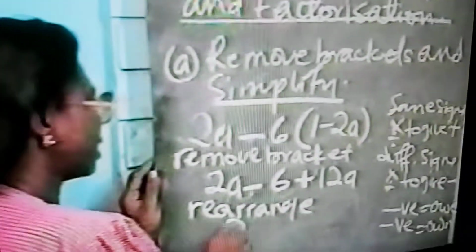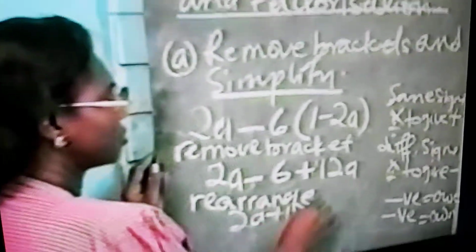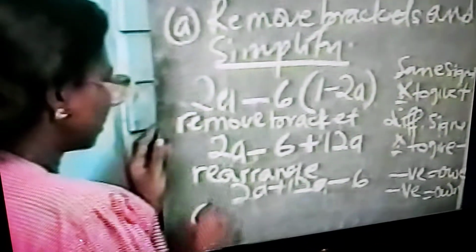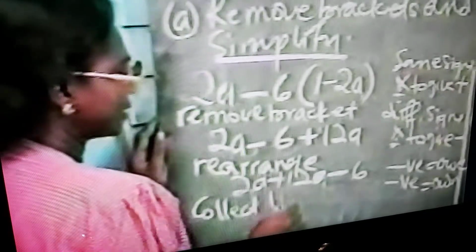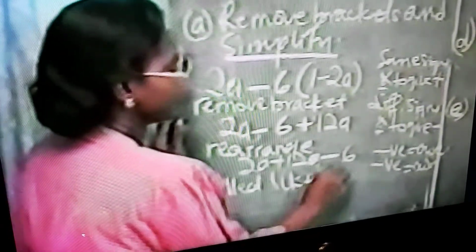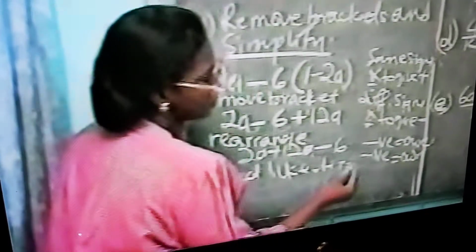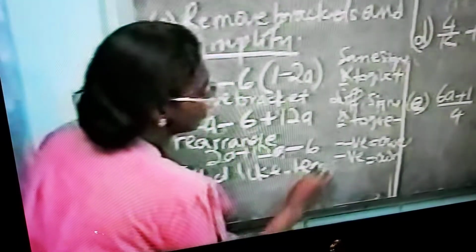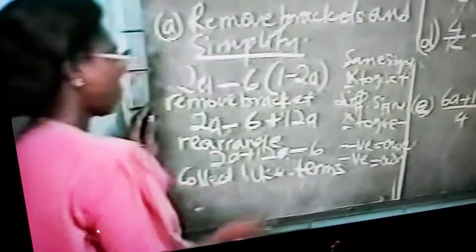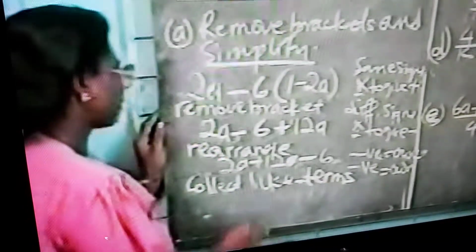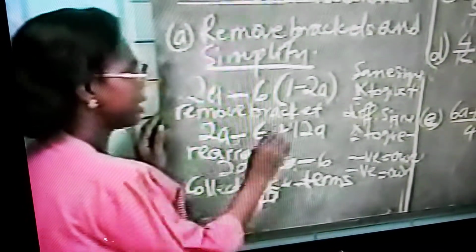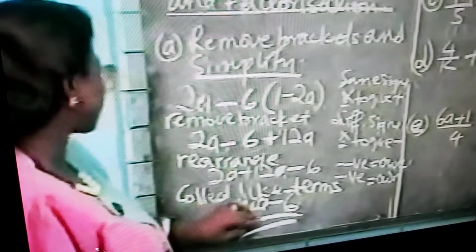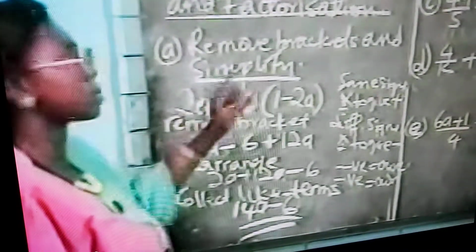The next thing is to rearrange because our 2a is more or less scattered, so we rearrange. And so you have 2a plus 12a minus 6. And now we collect like terms. So 2a plus 12a will give us what? 14a minus 6. Now, you will agree with me that this expression is simpler than the first one, which is all you're supposed to do, simplify.